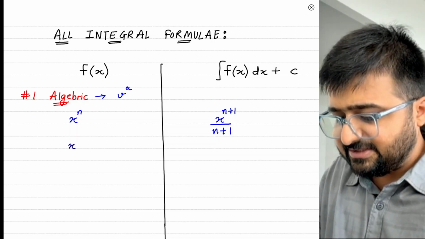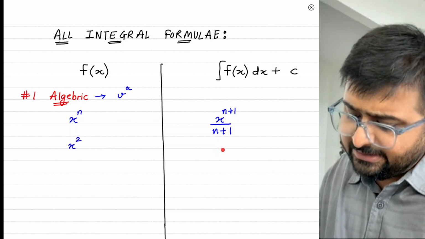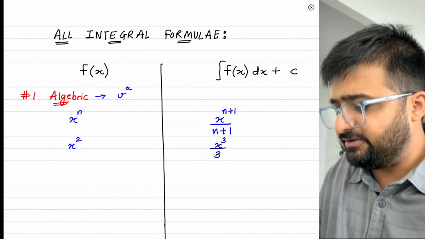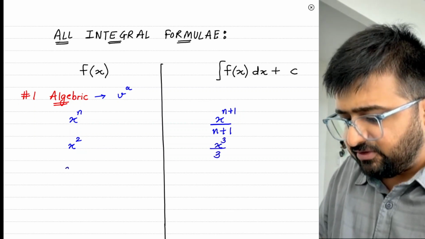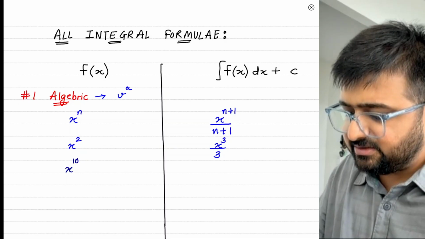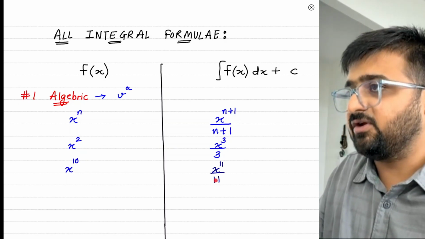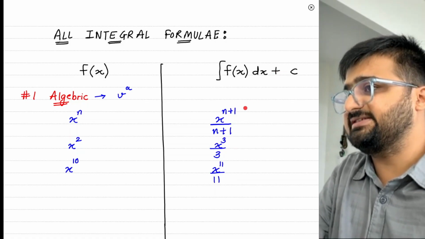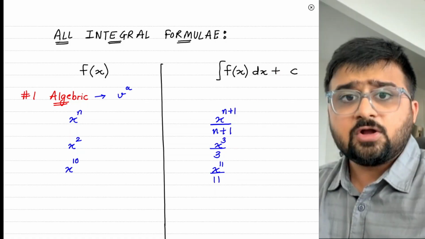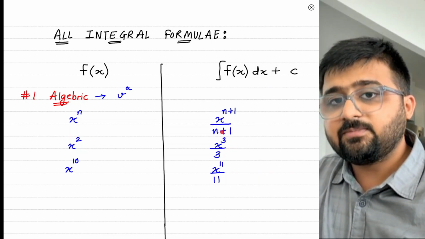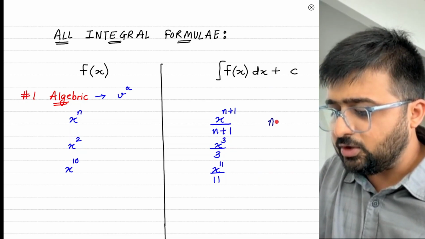For example, let's say you have x square, the integral of x square. You increase that power by 1 and divide by the same power, so x cube divided by 3. For example, if it is x to the power 10, that would be x to the power 11 divided by 11. Obviously you add the constant of integration c after all the integrals. Also remember that in this formula, x to the power n plus 1 divided by n plus 1, n plus 1 cannot be equal to 0.